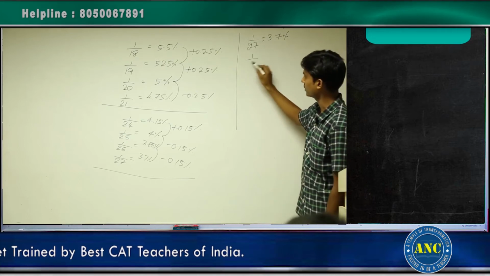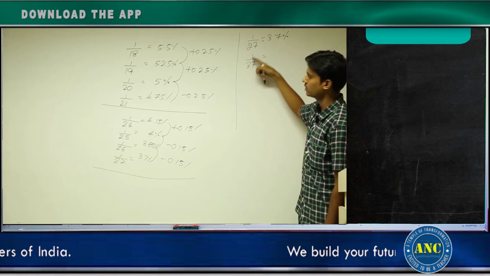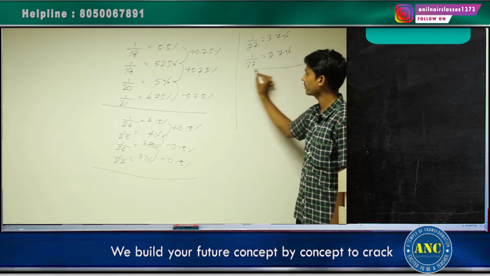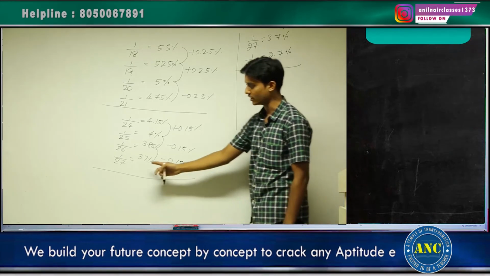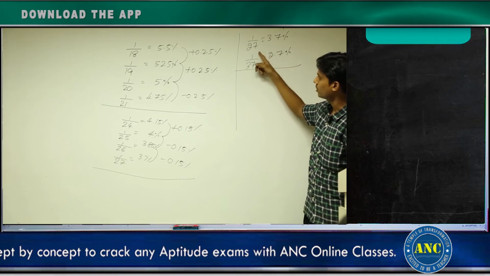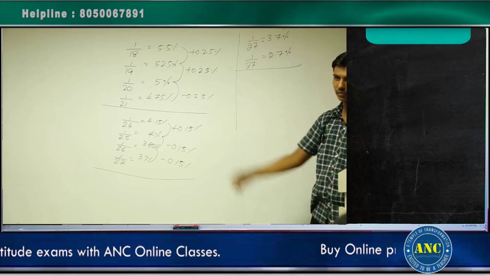If I want 1 by 37, please see here. 1 by 37: 2 is becoming 3, 3 should become 2. 2.7%. Over. 1 by 27 is 3.7%. We know how to find it. 1 by 37: 2 is becoming 3, 3 should become 2. Over. Please write it.